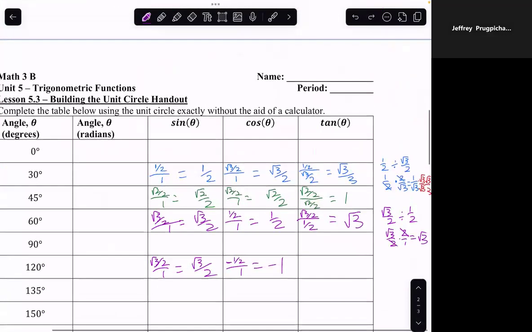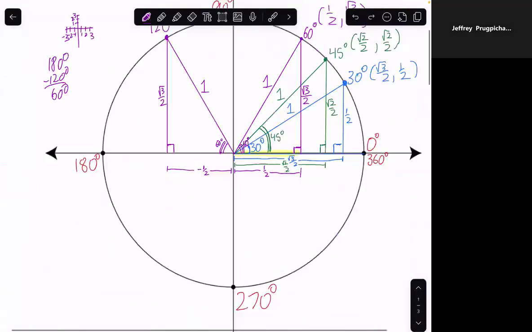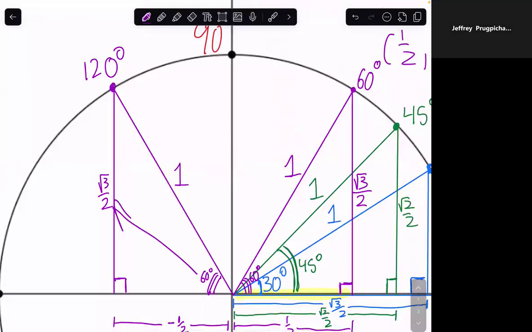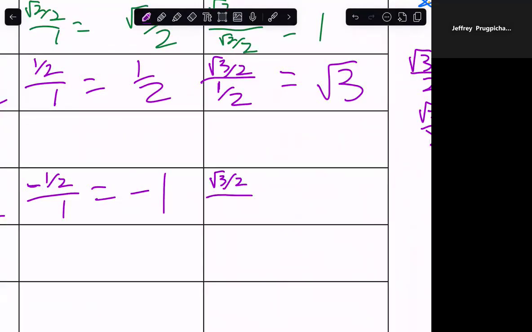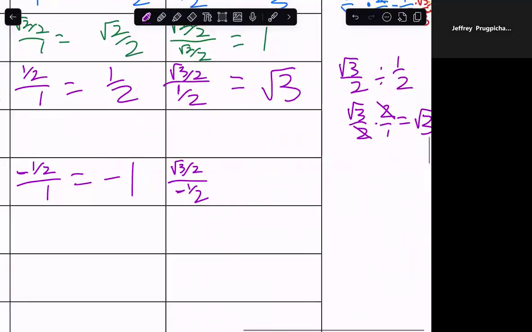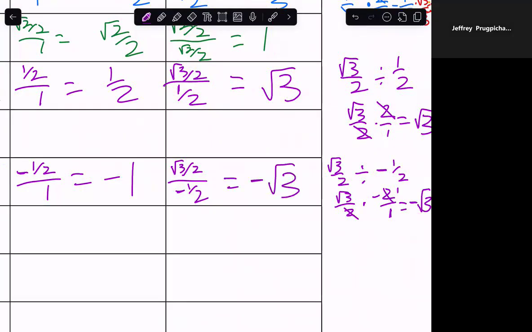Okay, and then lastly, tangent of the 120-degree angle. Tangent is opposite over adjacent. So radical 3 over 2 over negative a half. Okay, this one's not as convenient, so maybe I'll do the math off to the side. Radical 3 over 2 divided by negative a half, I can rewrite as radical 3 over 2 times negative 2 over 1. So 2 divided by 2 is 1 whole. So negative radical 3.